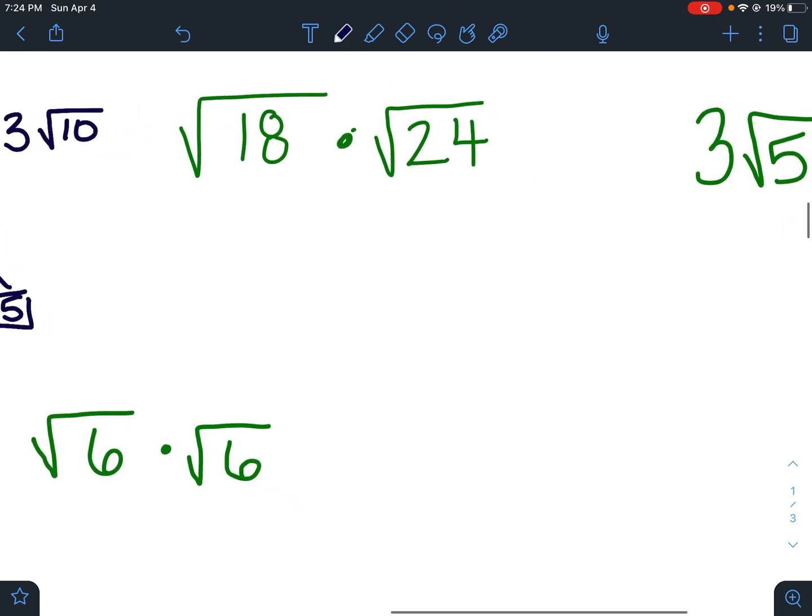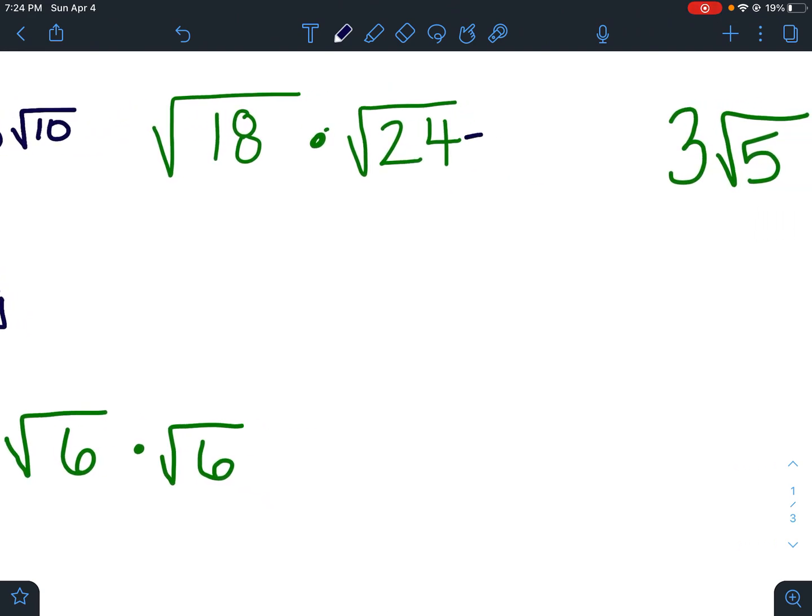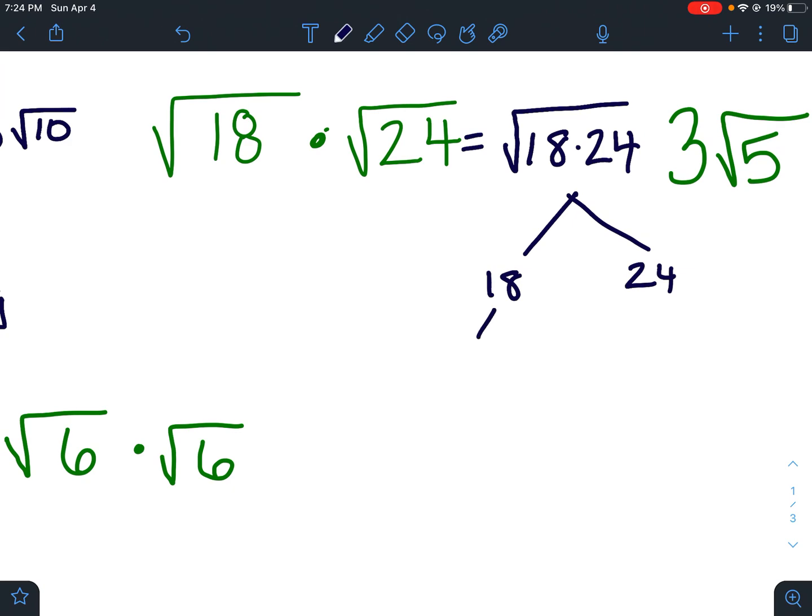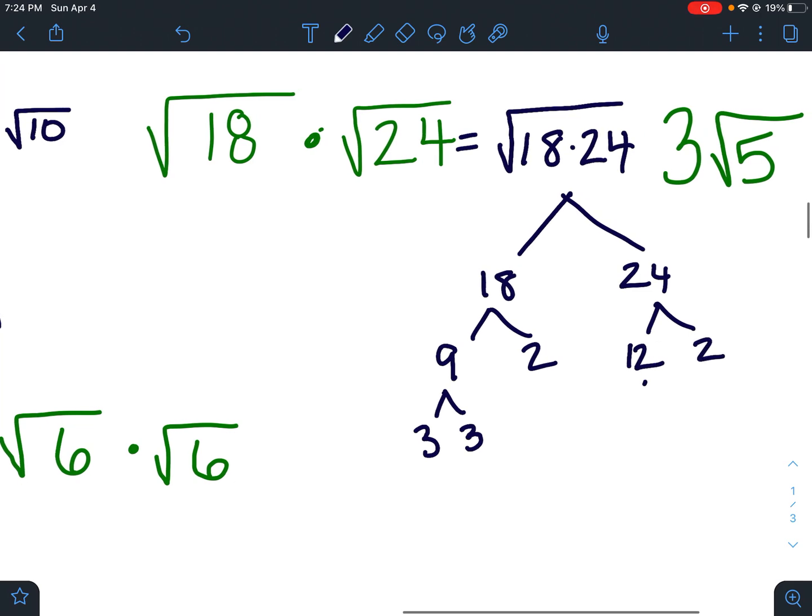18 times 24. Again, you really don't even have to do much here. You can just write the square root of 18 times 24, and break that sucker down. Obviously, we have 18 times 24. 18 will be 9 times 2, which is 3 times 3. 24, I'm going to do 12 times 2, 4 times 3, and 2 times 2.